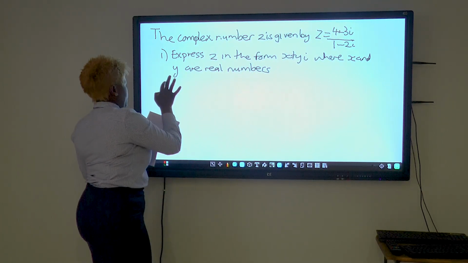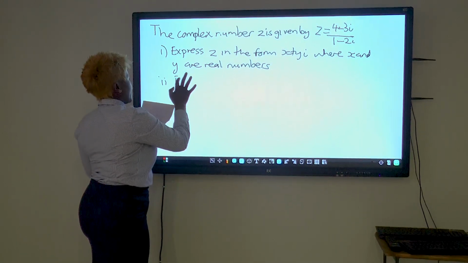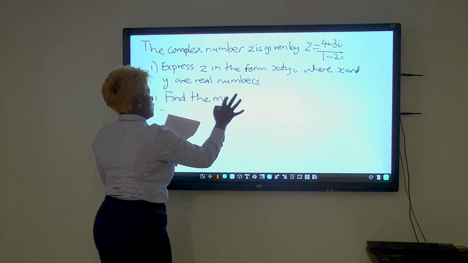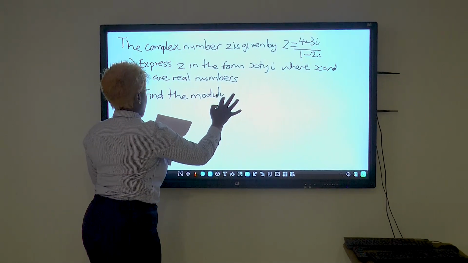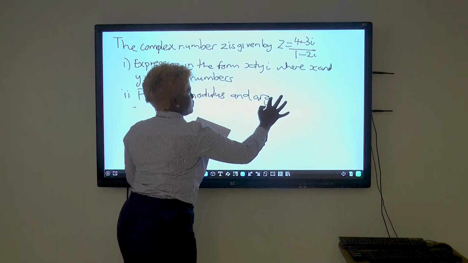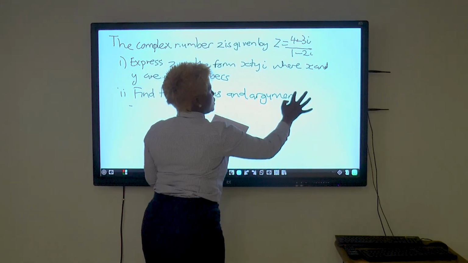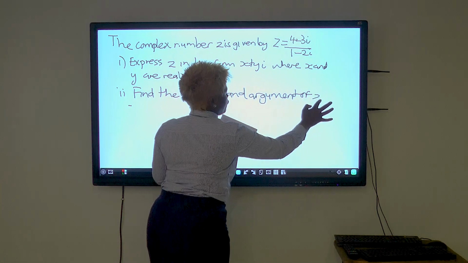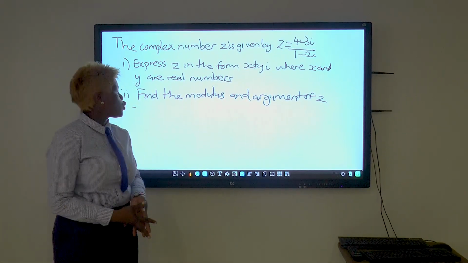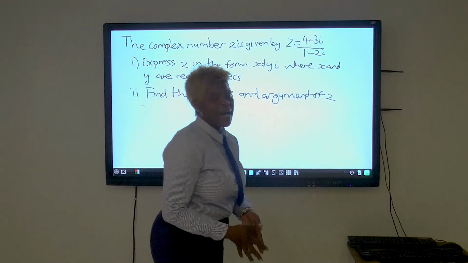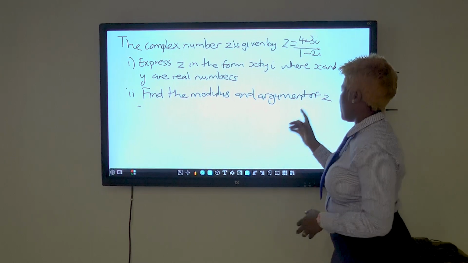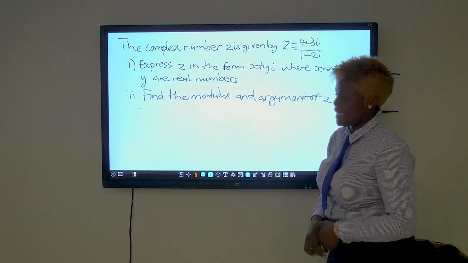Part B: find the modulus and argument of z. Alright, for this question, we are going to look at the first part only. The second one is going to be tackled in the next lesson.